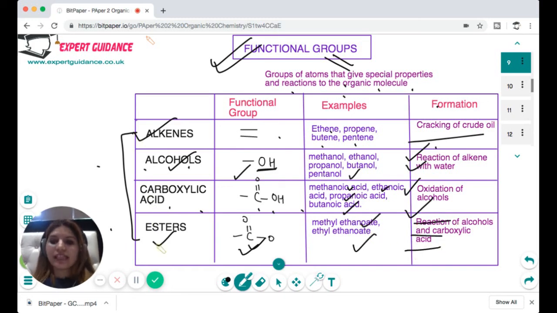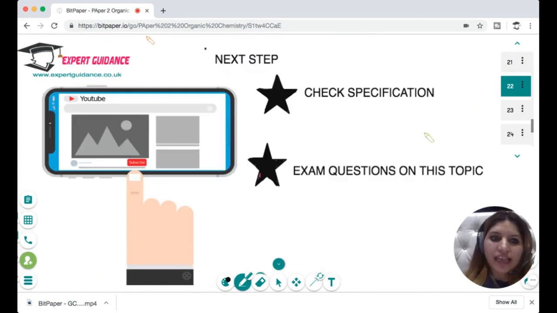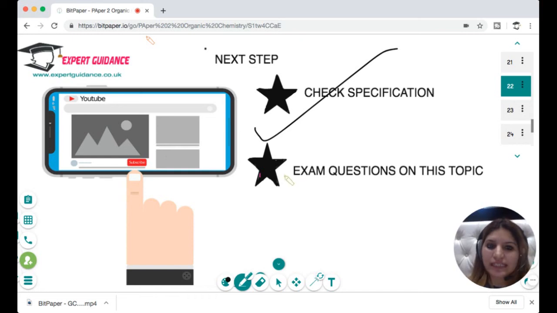So now let us see all of them in detail. As always, our next step is to check the specification, make sure everything which is there in the specification is still clear to you, and do exam questions on this topic.